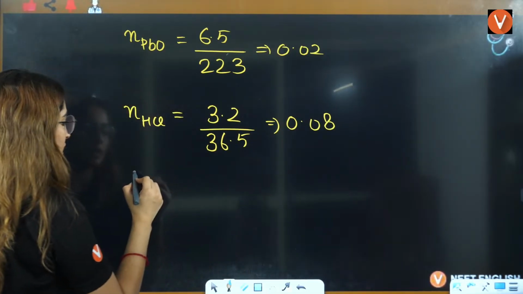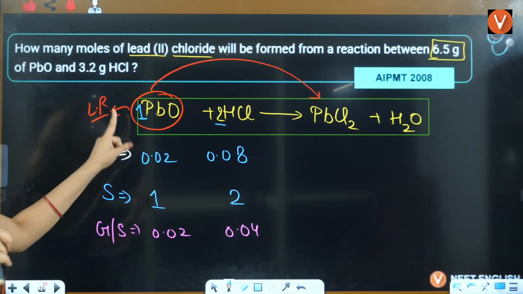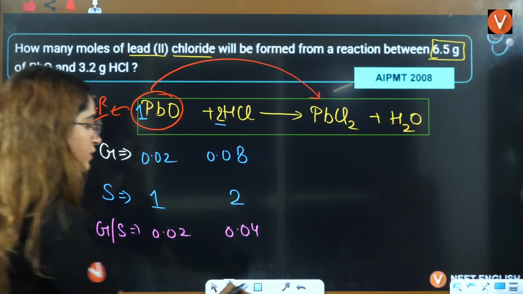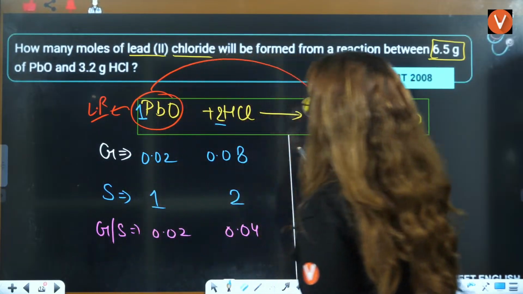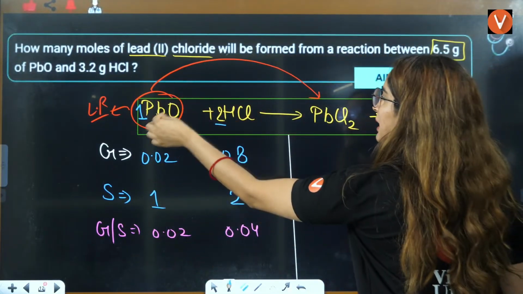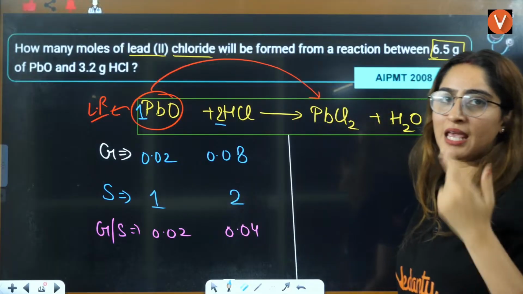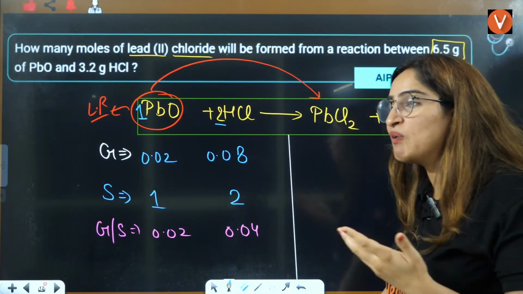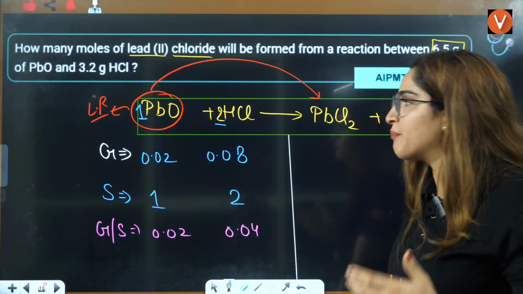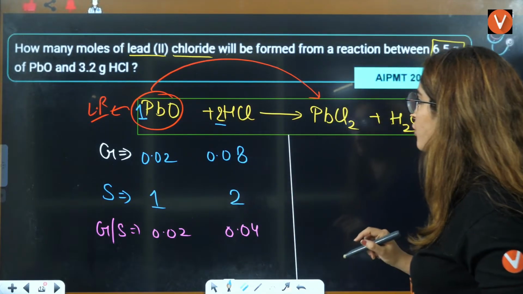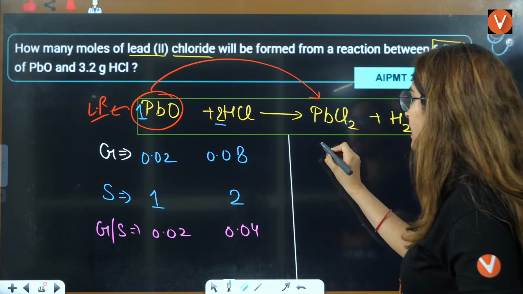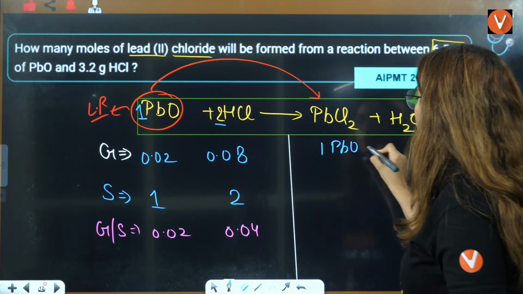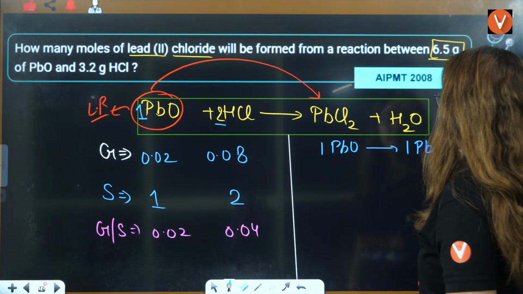That if you see 1 mole of PbO, you can even write it here only. See, number of moles of PbO and PbCl2 are same, right? How are they same, guys? How is the number of moles of PbO and PbCl2 the same? Because 1 mole is giving 1 mole of PbCl2. So you can say 1 mole of PbO is giving you 1 mole of PbCl2.